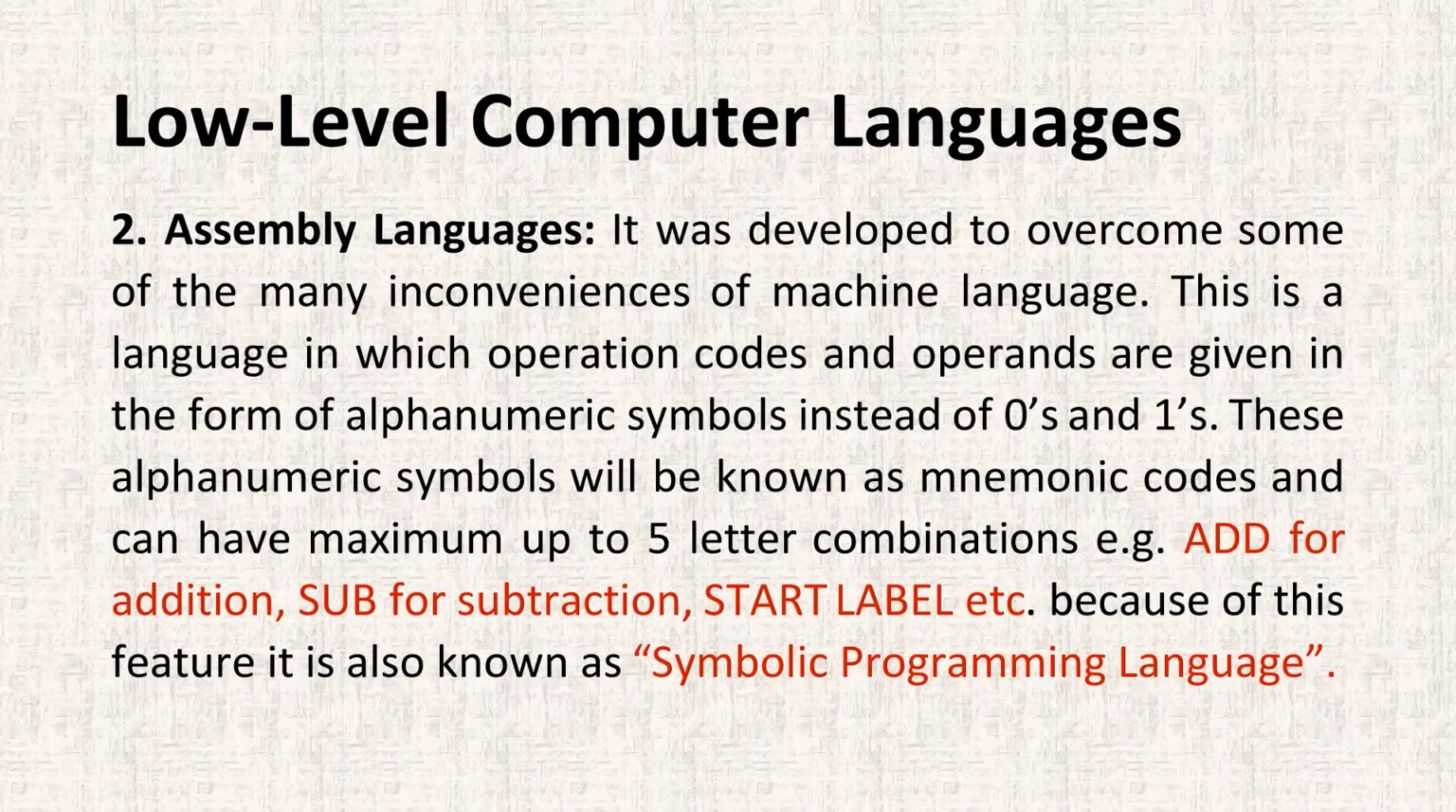The other type of low-level language is called assembly language. Assembly language is a little more advanced than machine language. Here we have some codes. The codes are 3, 4 or 5 letter words, like sub for subtraction, add for addition, like that. So it is made up of some simple codes. These are the 2 low-level languages.